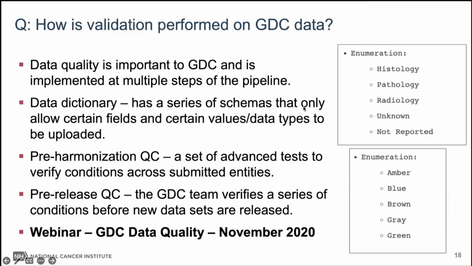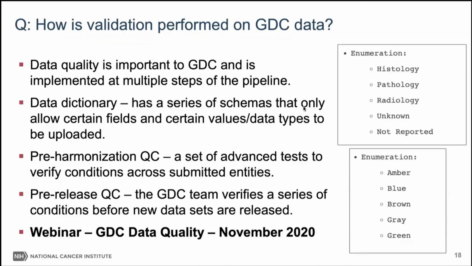So the next question, how is validation performed on GDC data? Lots of GDC data comes in from submitters. Lots of GDC data comes from bioinformatics pipelines. How do we make sure this is okay? We have a set of processes that we implement to ensure data quality.